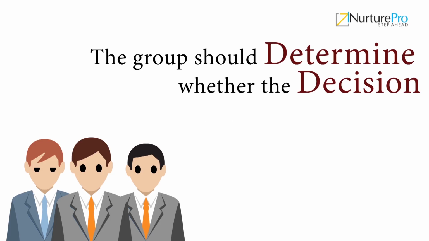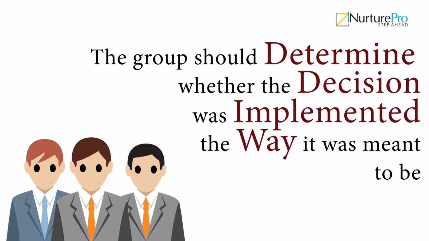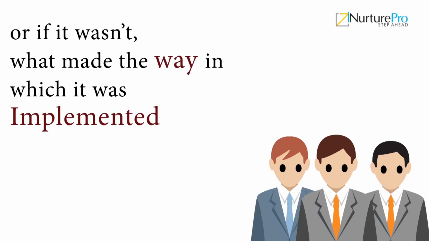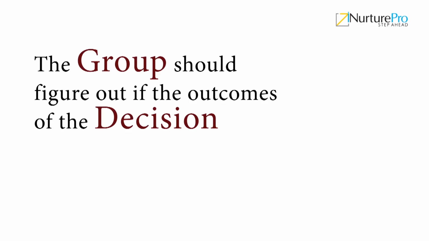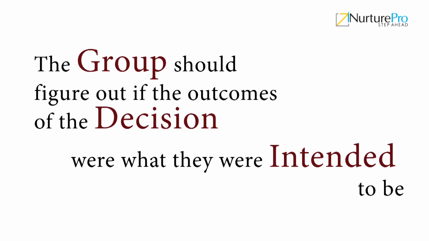First, the group should determine whether the decision was implemented the way it was meant to be, or if it wasn't, what made the way in which it was implemented successful or unsuccessful. Second, the group should figure out if the outcomes of the decision were what they were intended to be.